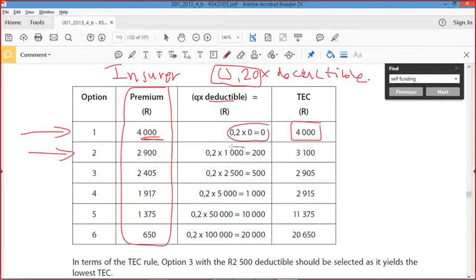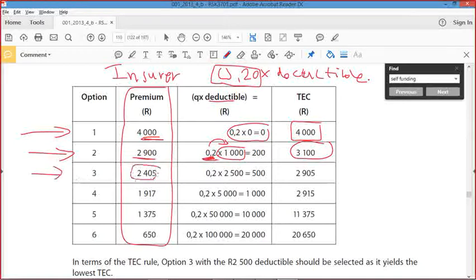Option 2 is let's reduce the premium, but now if I reduce the premium, there's going to be a deductible, i.e. an excess. So that's the premium, this is the probability of being in an accident, and that's how much I'm going to have to pay if I'm in an accident. Does that make sense? Yes. So the total expected cost is 3,100. Is that better than the first option? Yes.